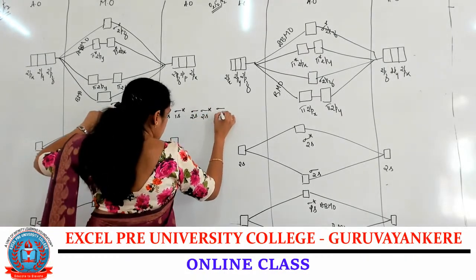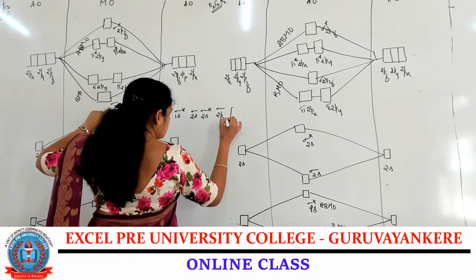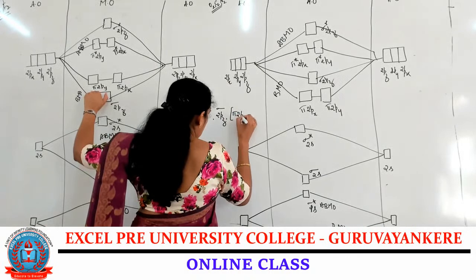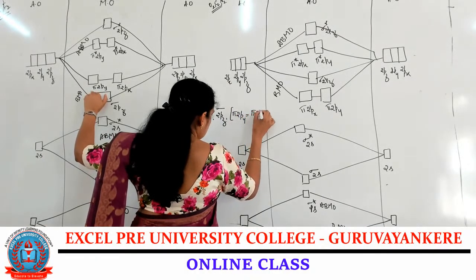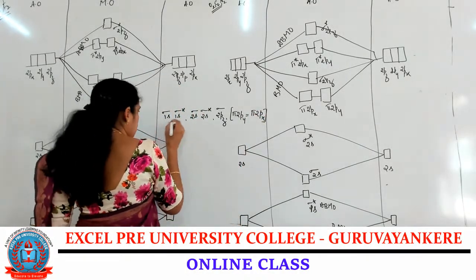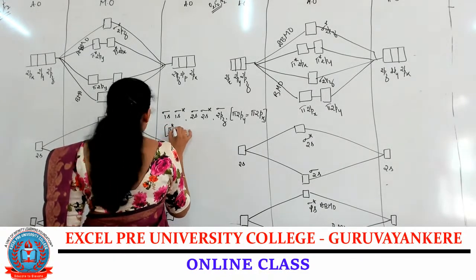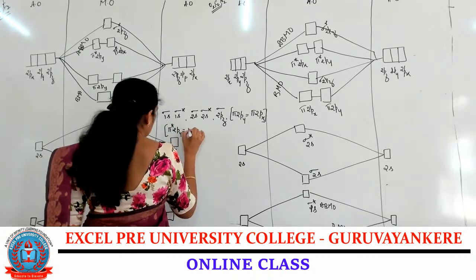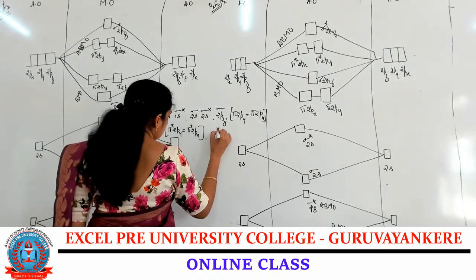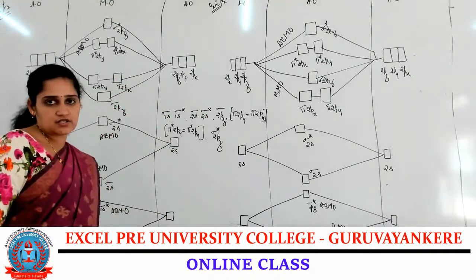Then sigma 2pz, then pi 2py equal to pi 2px, then pi star 2py equal to pi star 2px, then sigma star 2pz. This is how to fill the electrons in this kind of configuration.